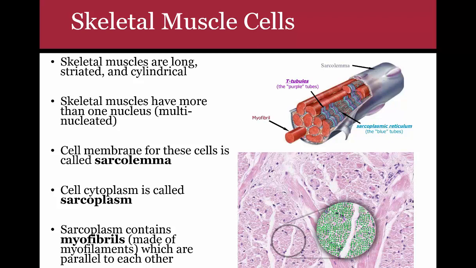All right, I'm not going to go into too much detail about the actual muscle cells, but what's important is that they are long, cylindrical, and striated. So here's an actual muscle cell. They're made up of small fibers called myofibrils, and they have multiple nuclei, and their cell membrane is called the sarcolemma. Their cytoplasm is called sarcoplasm. And these myofibrils are made up of even smaller filaments, which are called myofilaments. And these are all parallel to each other.